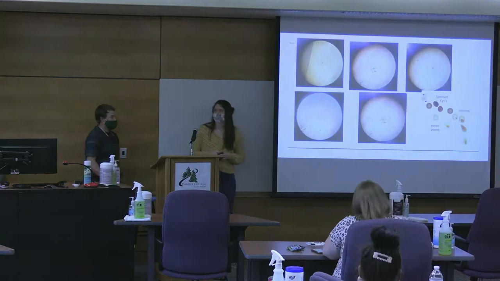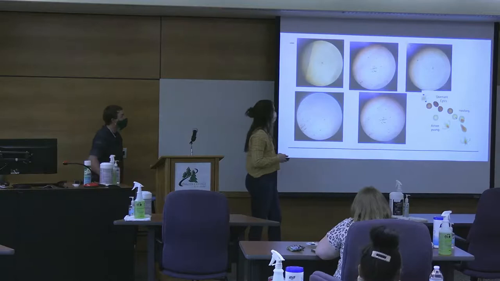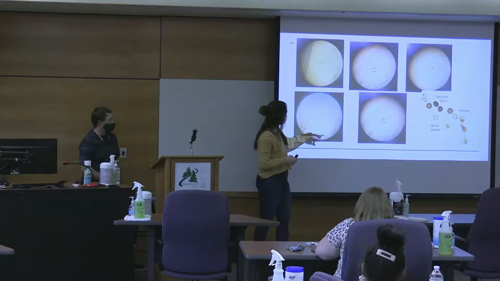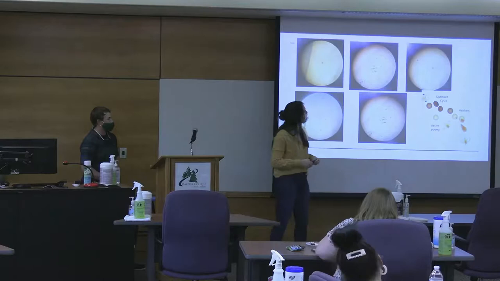Okay, here you can see actually what we were working with. Here would be an example of a swimmer that we would have to count, and here you can see a partially hatched one, still hanging on to the egg. Here we have another swimmer, and then of course the darker circles would be known as the dormant pit. And here we have another circle.